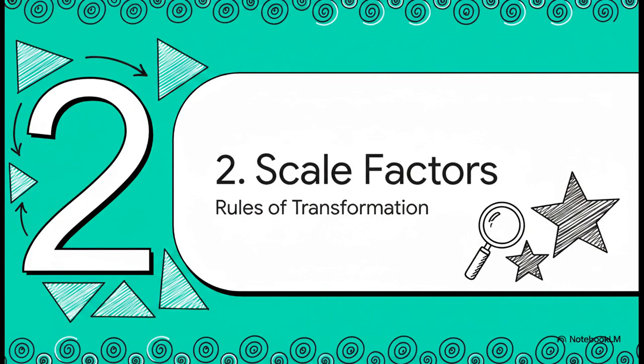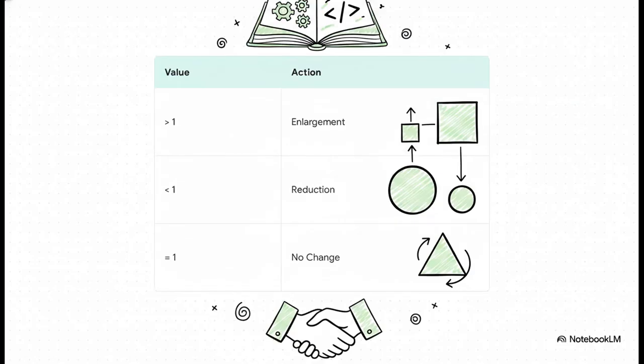All right, Section 2, discovering scale factors, the rules of transformation. Now, what's really interesting about this is the secret mathematical code to precision resizing. We call this the scale factor, and it's basically just the multiplier we use. There are only 3 simple rules to remember here.